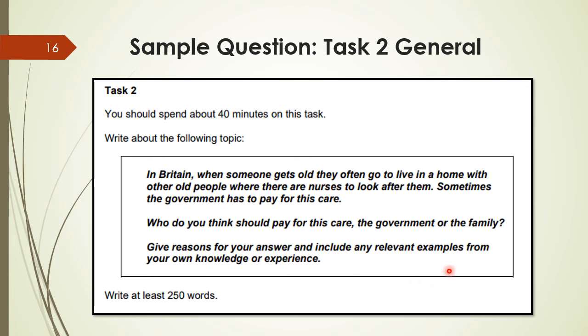So here is a sample of task 2 general. Spend 40 minutes, the rest of the things are the same. In Britain, when someone gets old, they often go to live in a home with other old people where there are nurses to look after them. Sometimes the government has to pay for this care. Who do you think should pay for this care, the government or the family? Give reasons for your answer and include any relevant examples from your knowledge or experience.